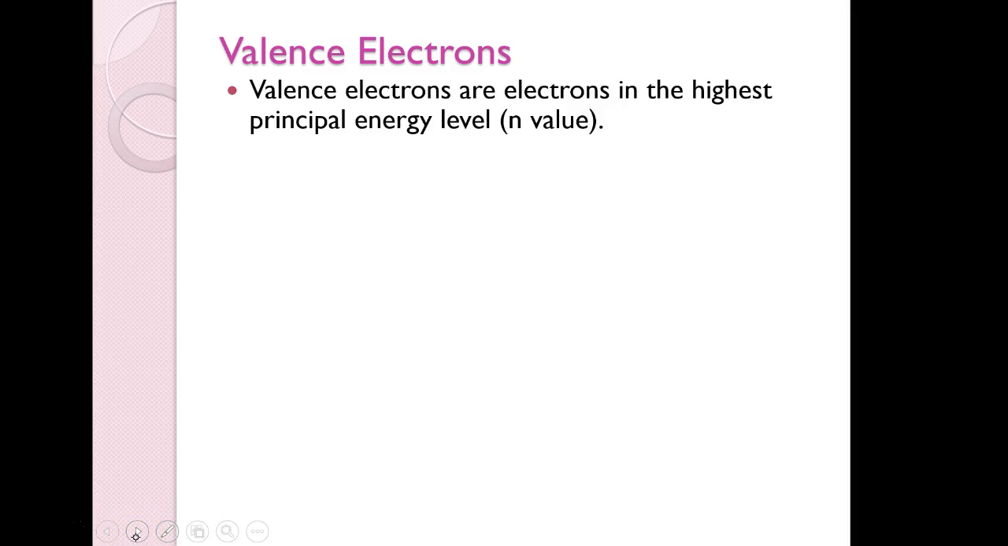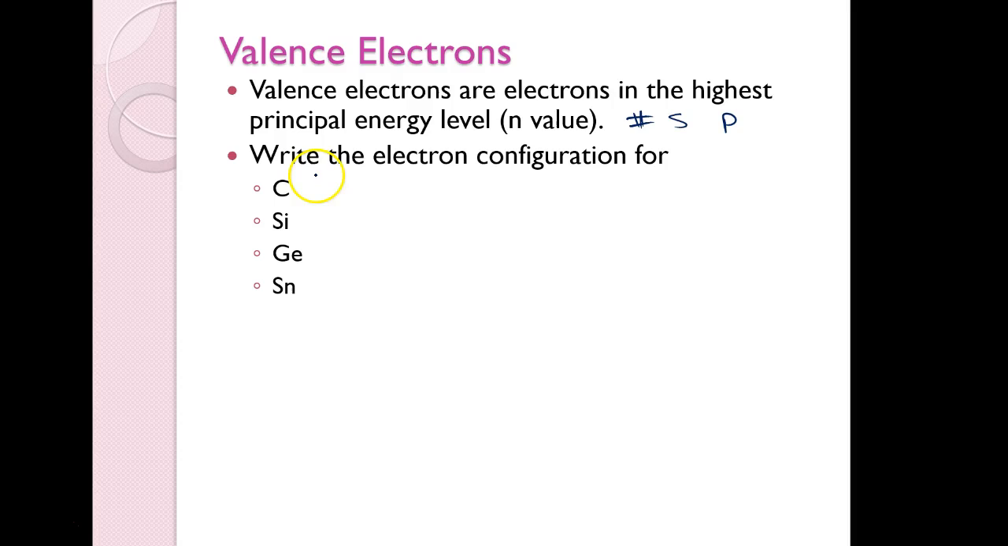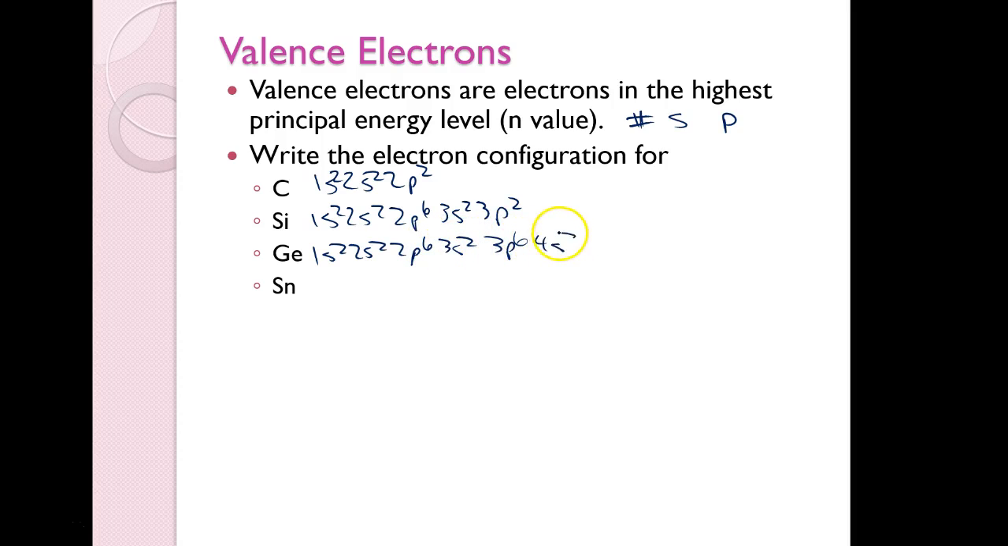They are the electrons in the highest principal energy level. That would be the number in front of S and P. Okay, whatever that is, the electrons that live there. Okay, so if you were to write the electron configuration for carbon, 1s2, 2s2, 2p2. Silicon is 1s2, 2s2, 2p6, 3s2, 3p2. Ge is 1s2, 2s2, 2p6, 3s2, 3p6, 4s2, 3d10, 4p2.